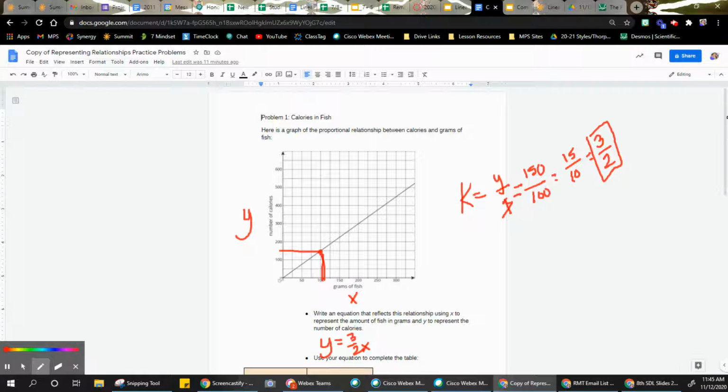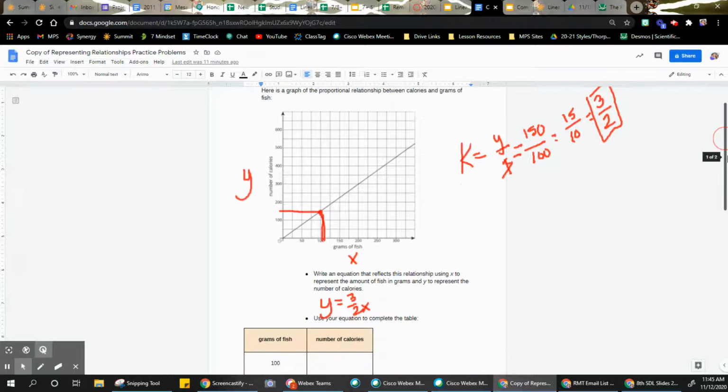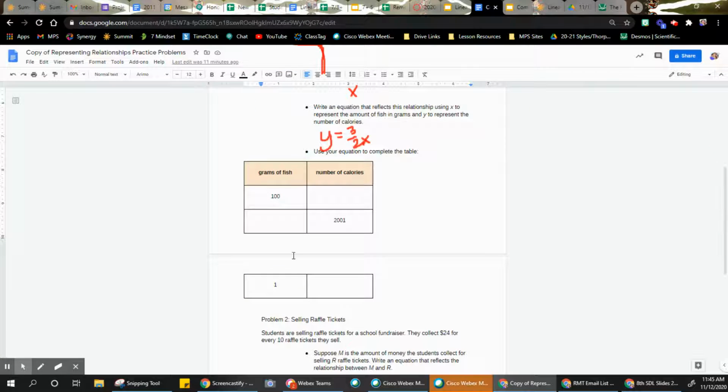All right, so now that we have the equation, let's go ahead and move down to the next part, which is to complete the table using our equation. So first I have grams of fish, and remember my table, grams of fish is X and calories is Y. I need to know for 100 grams of fish how many calories it is. So I'm going to plug in 100 for X. So I'm going to do Y equals 3 over 2 times 100.